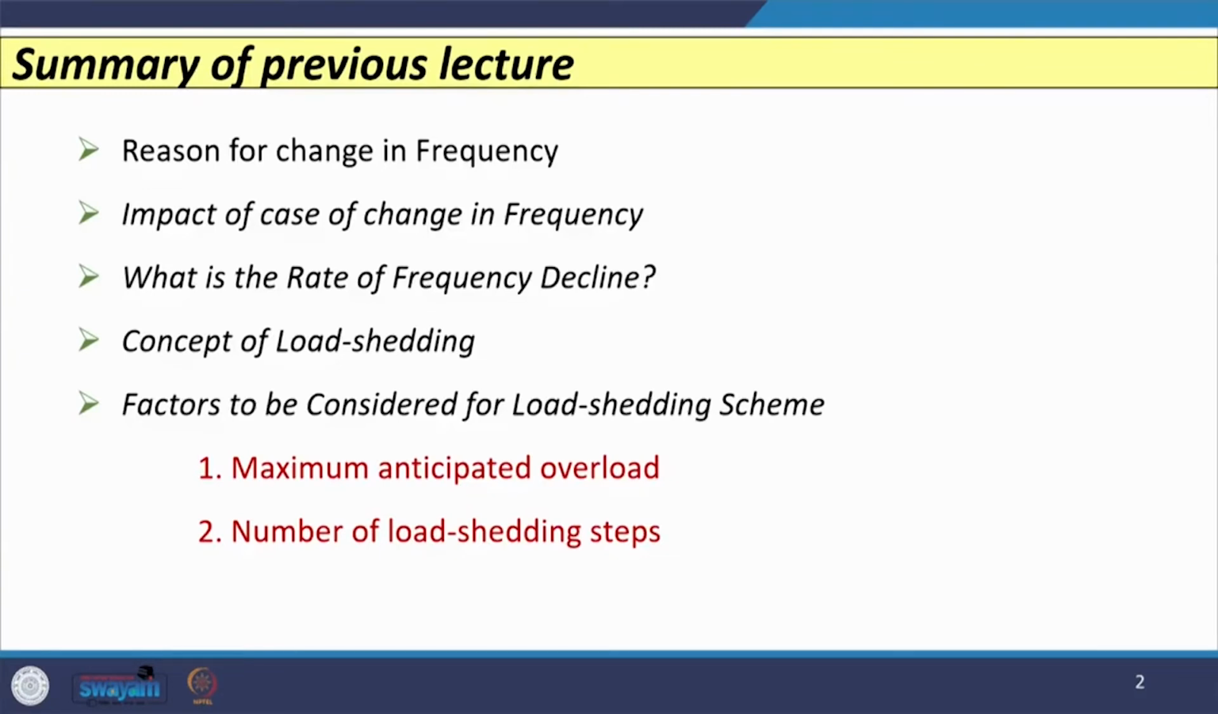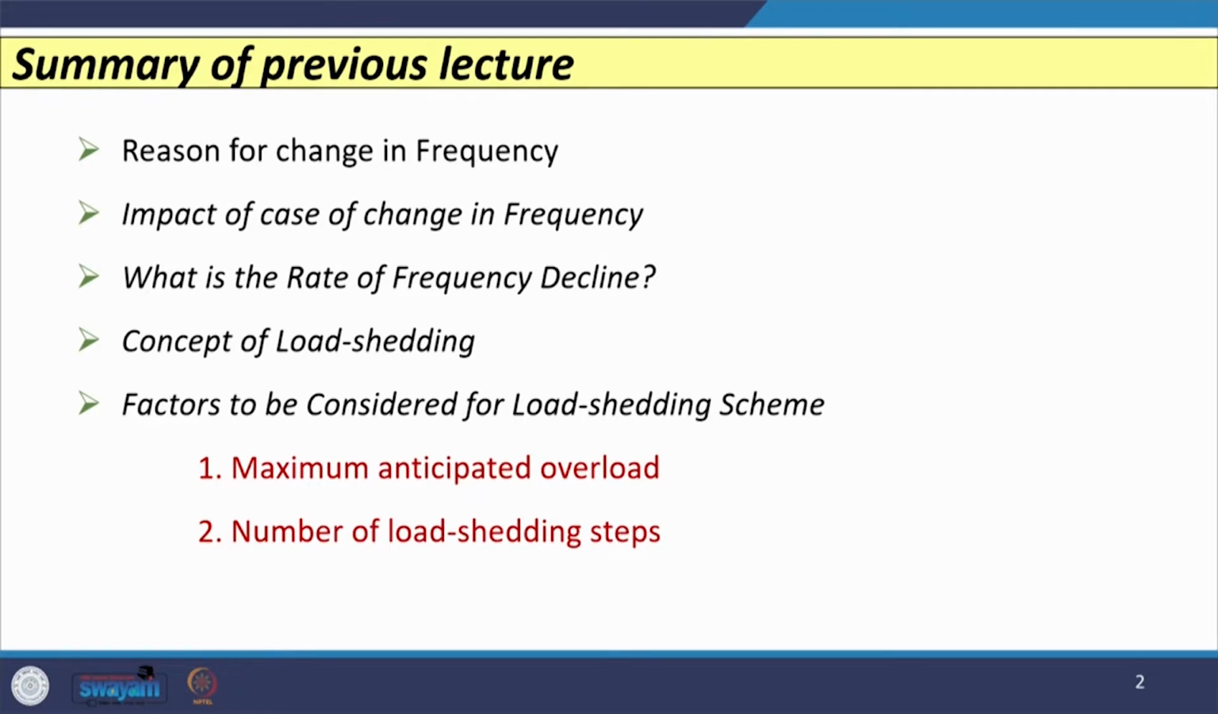Hello friends. So, in the previous lecture we have discussed the reason for change in frequency, and we have seen the impact of change of frequency. Whenever there is a decline of frequency, what are the various impacts, that also we have discussed. Then we have discussed the rate of frequency decline, that means at what rate frequency reduces, and based on that we have seen that if we want to avoid or stop the frequency decline, then we have to go for the scheme that is known as load shedding scheme.